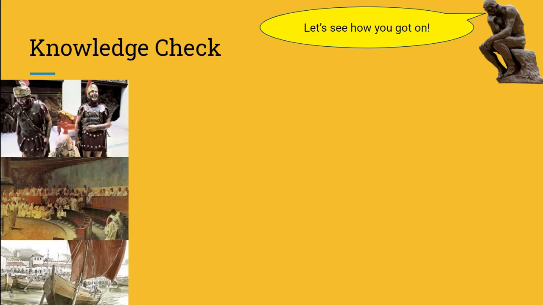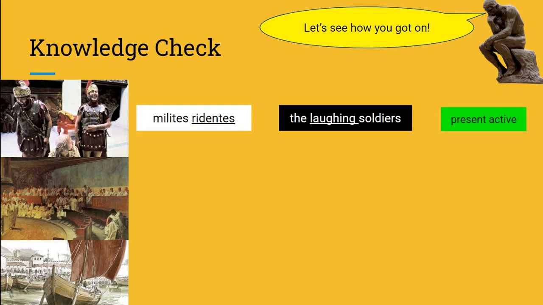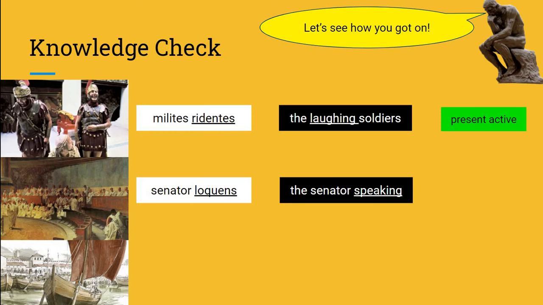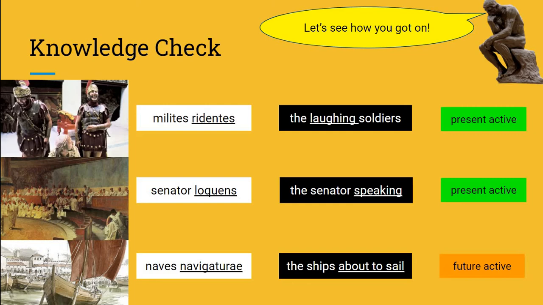Alright, let's see how you got on with that. So in our first image, we have milites ridentes, laughing soldiers. Do you know what kind of participle that is? It's present active. In the second image, we have a senator loquens, the senator speaking, and again, that is a present active participle. In the third image, we have naves navigaturae, ships about to sail, and that is a future active participle.